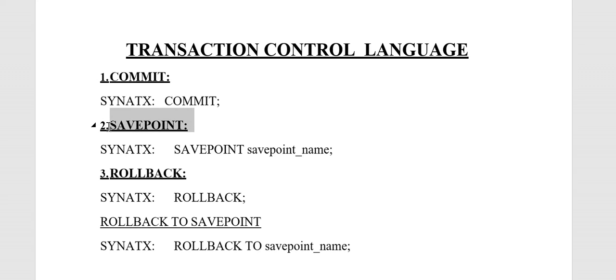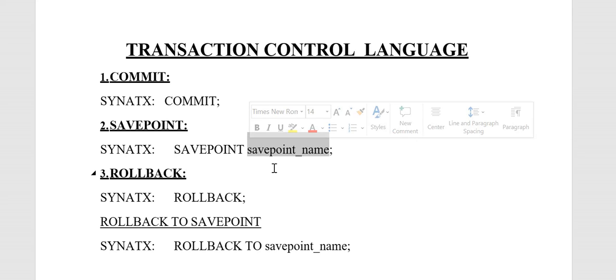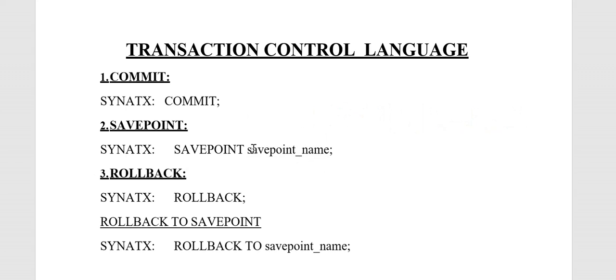And next one is save point. Save point is very simple. When we are working on bulk amounts of data, n number of columns and rows, we need to use save point. The syntax is save point, save point name. Whatever name you want, you can keep, either simple A or B or your name. No issues. It is just to identify. Whatever you want to keep, you can keep as the save point name.